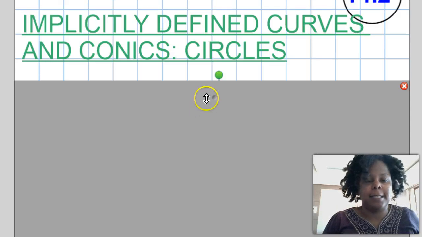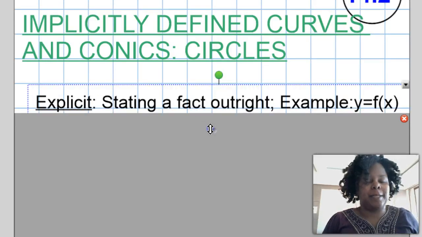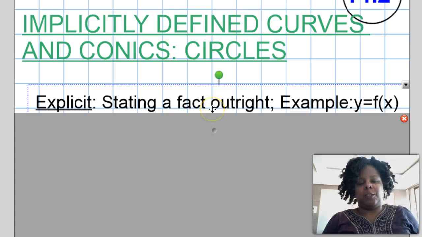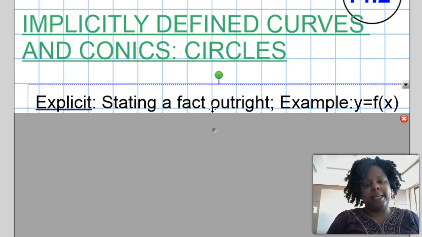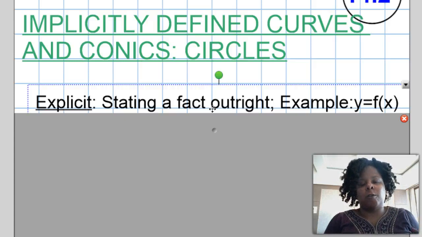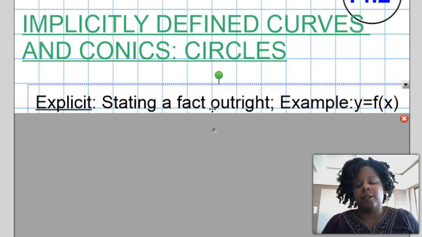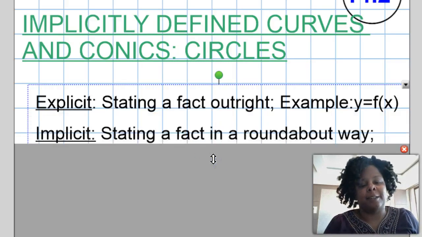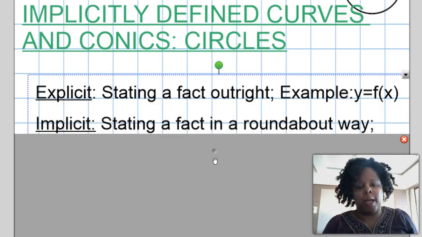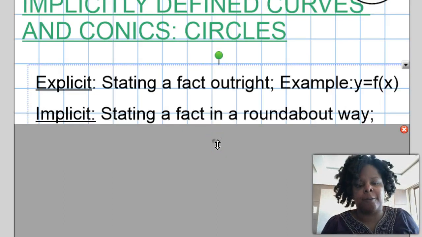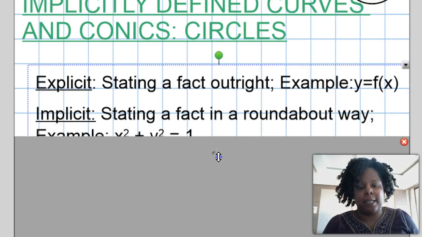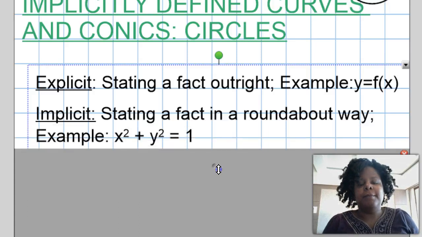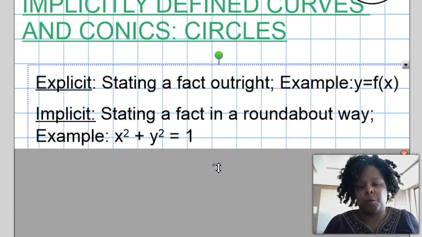Before we can talk about implicit, let's take a look at the word explicit, stating a fact outright. So in terms of mathematics, an explicit relationship is something that involves f of x, where y is dependent on x. Okay? But implicitly does not state the fact in an outright way, but more in a roundabout way. In other words, you can kind of figure out the direct relationship from the implicit, but not as easily as from the explicit. So for example, here we have x squared plus y squared equals 1.